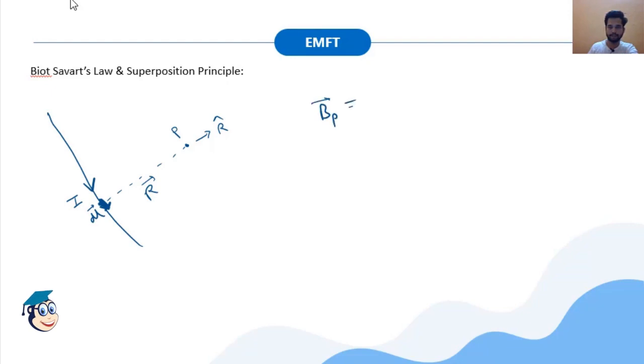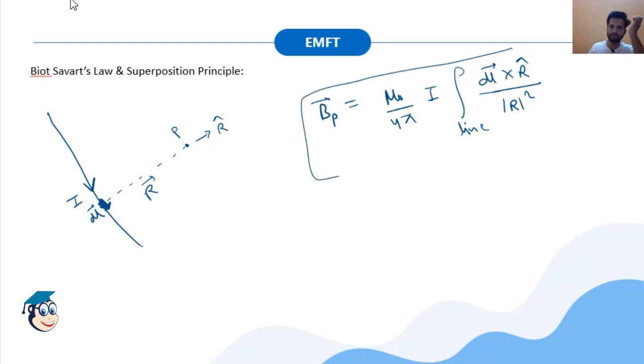Now the magnetic field at point P is given by mu naught over 4 pi, current I is constant, integral dl cross r cap divided by mod r square, and this is a line integral. So this is the mathematical form of Biot-Savart's law. This law can also be written in form of surface current and volume current, which I am not writing here.